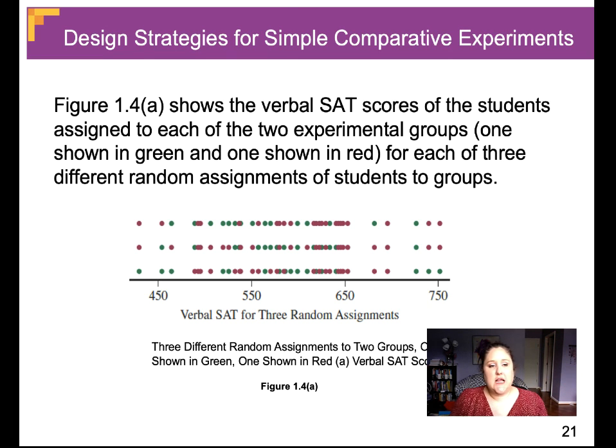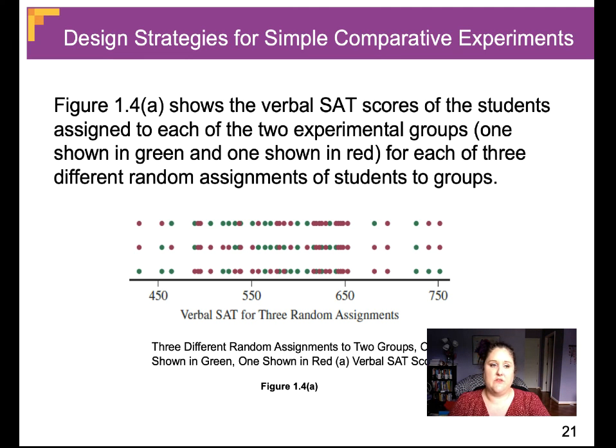So as long as the number of subjects is not too small, we're going to be able to rely on random assignment to produce comparable experimental groups. So this is why it's so important that we use random assignment when we are assigning our groups.